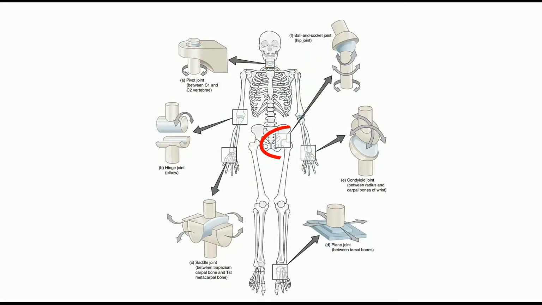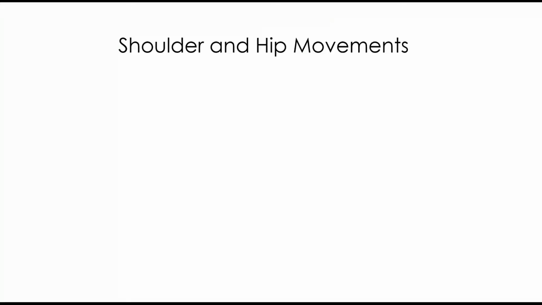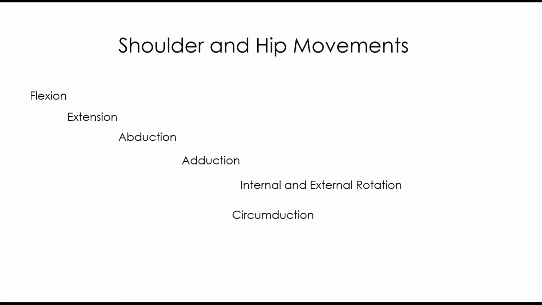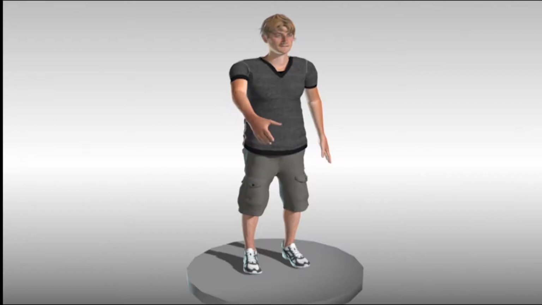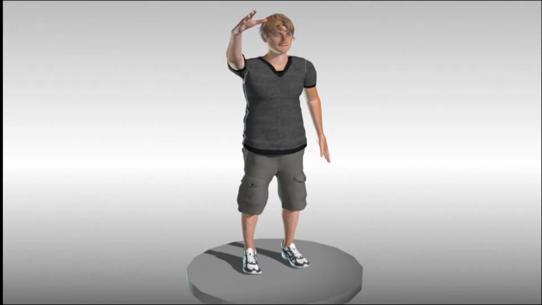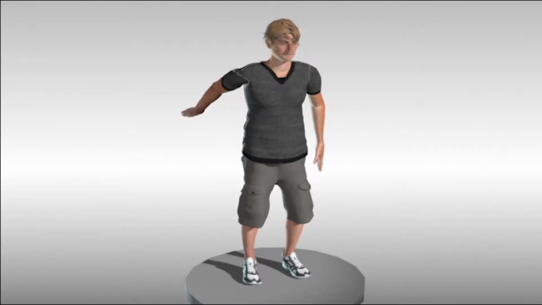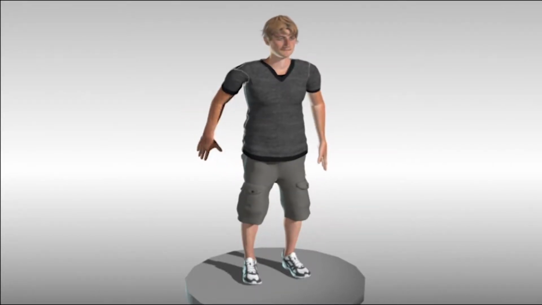The shoulder and hip are both ball and socket joints. The movements of the shoulder and hip include flexion, extension, abduction, adduction, internal and external rotation, and circumduction. Shoulder flexion consists of moving the arm forward in a sagittal plane. Extension consists of moving the arm backward in a sagittal plane.